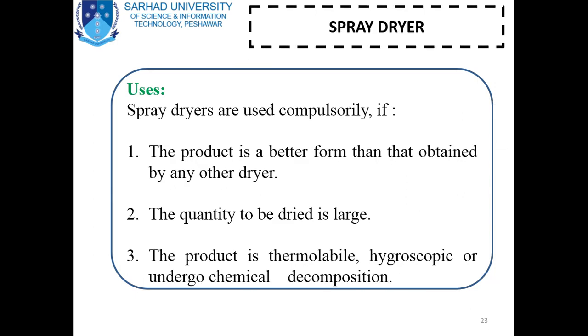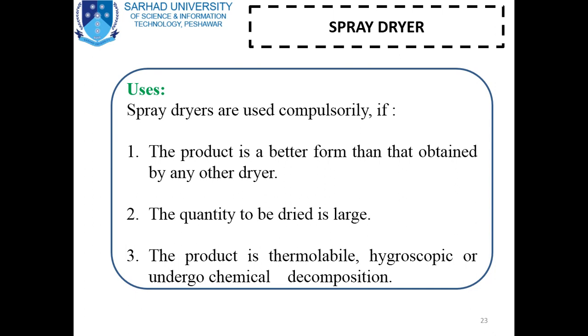So now we will discuss the uses of the spray dryer. Spray dryers are used compulsorily if we have no choice, that is, if the product will be obtained in a better form than by any other type of dryer. The only way to get a better form of the product is by using this piece of equipment, and for this purpose we will use a spray dryer. If the quantity required is large, in this case we will select the spray dryer.